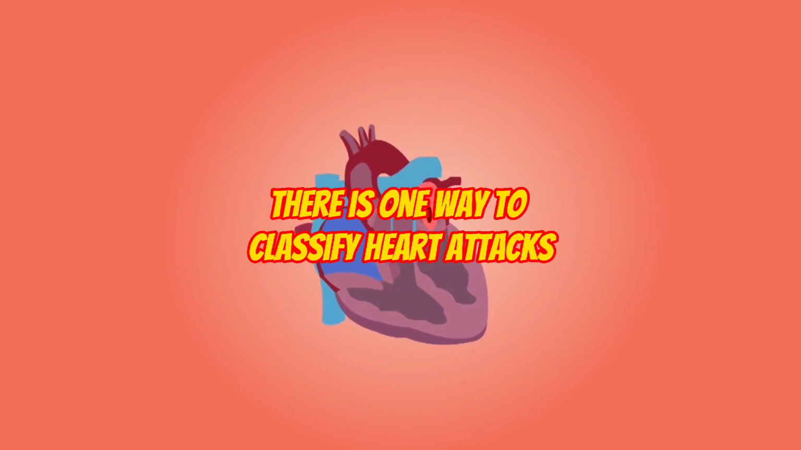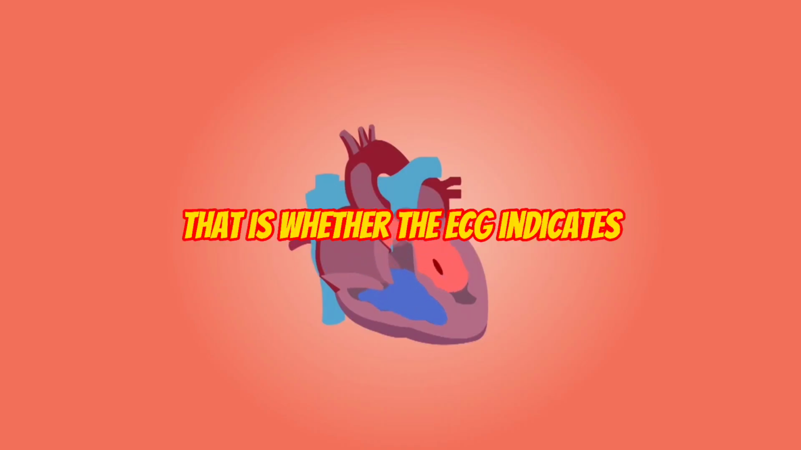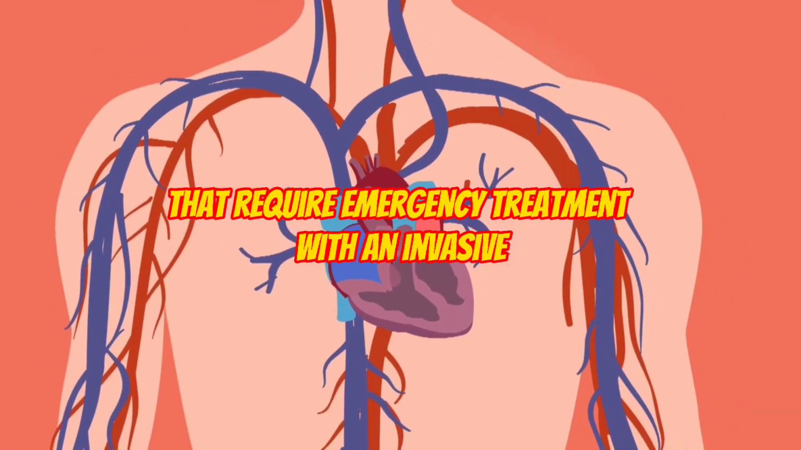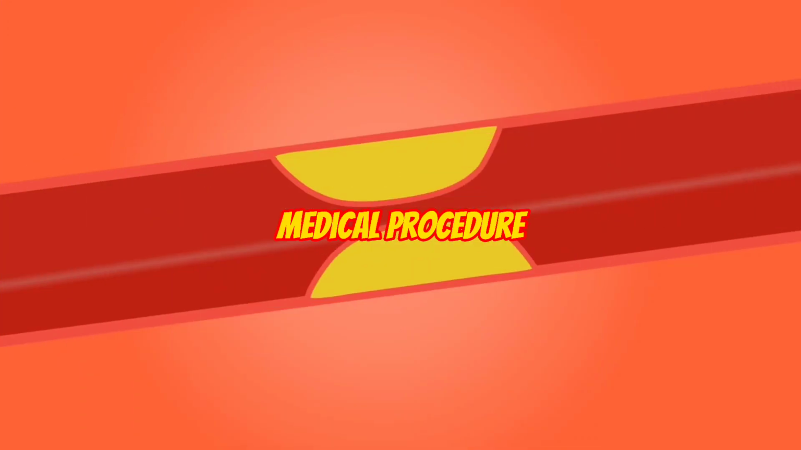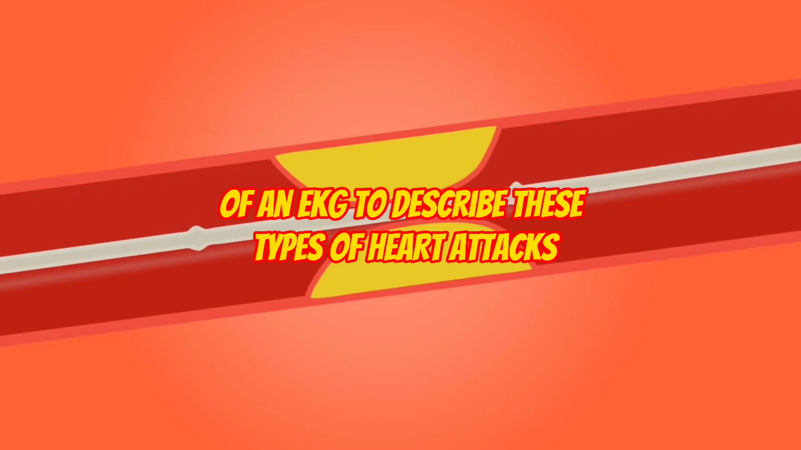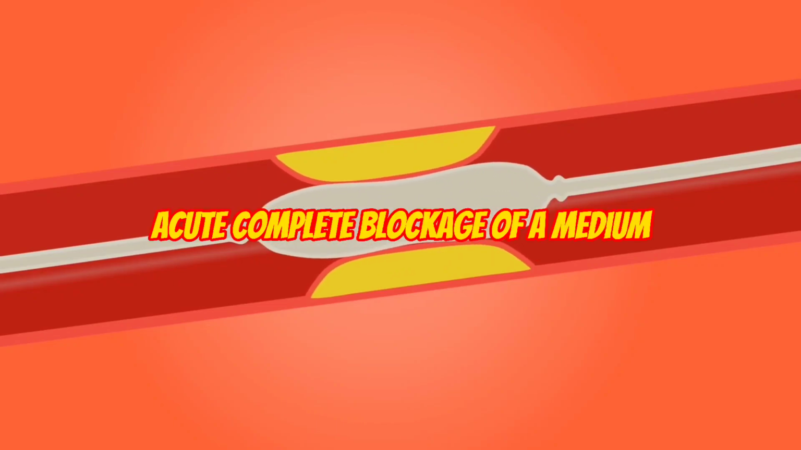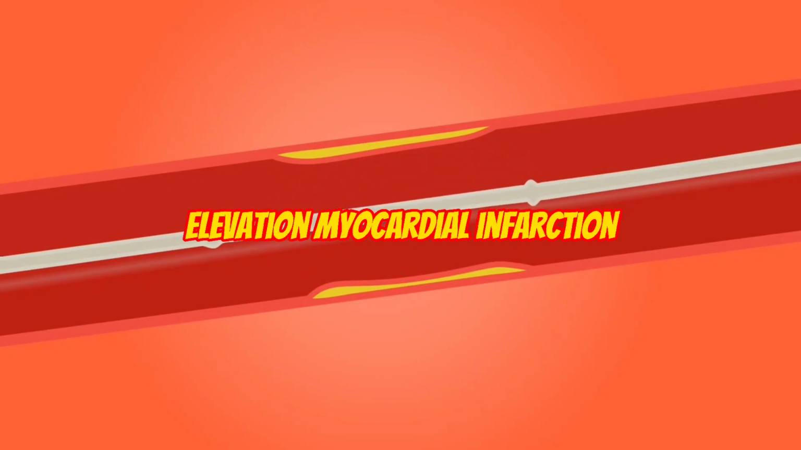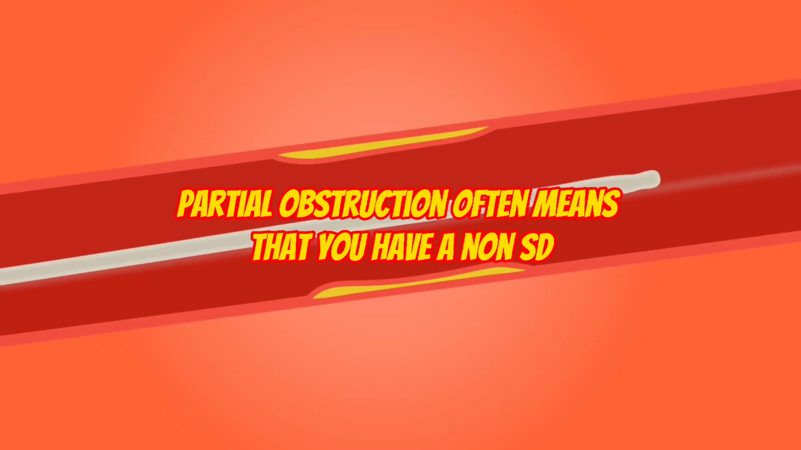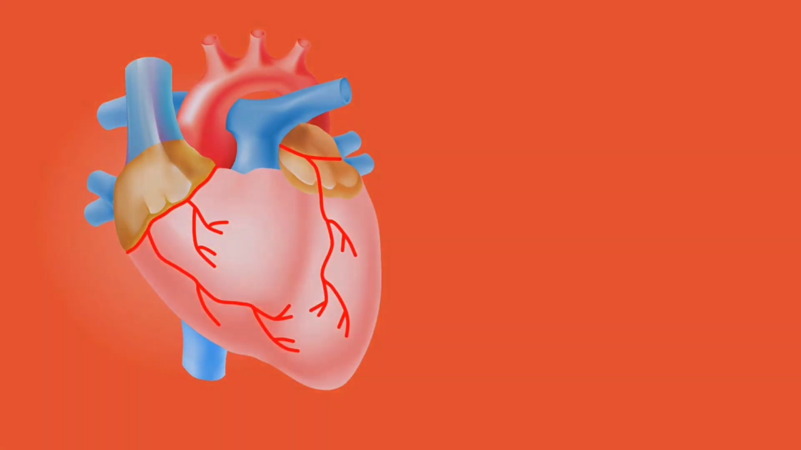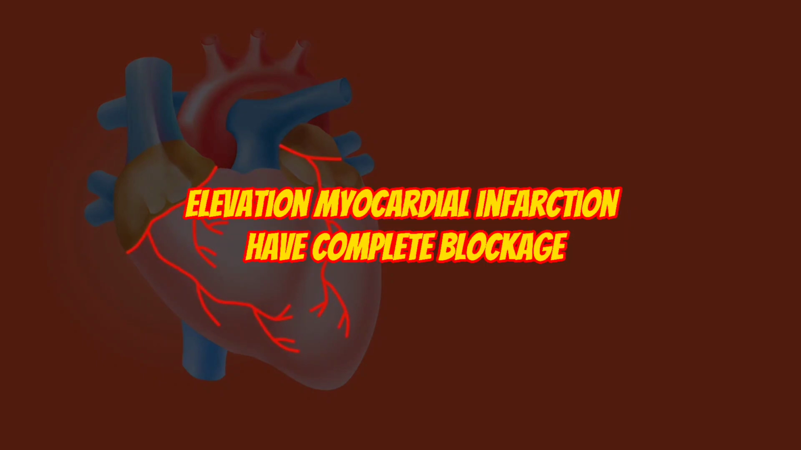There is one way to classify heart attacks. That is, whether the ECG indicates that there are certain changes, ST elevation, that require emergency treatment with an invasive medical procedure. Your doctor may use the results of an EKG to describe these types of heart attacks. Acute complete blockage of a medium or large artery in the heart usually means that you have an ST elevation myocardial infarction. Partial obstruction often means that you have a non-ST elevation myocardial infarction. However, some people with non-ST elevation myocardial infarction have complete blockage.